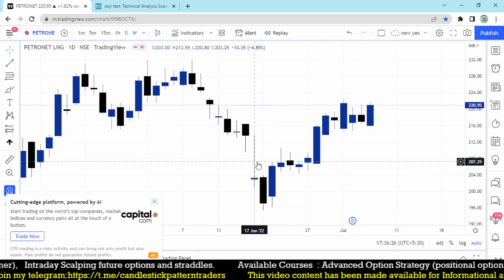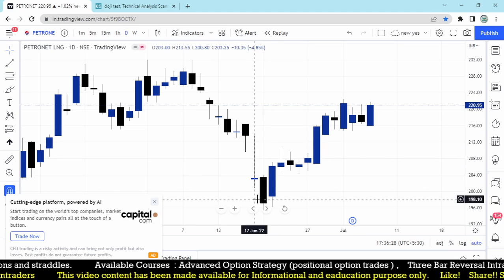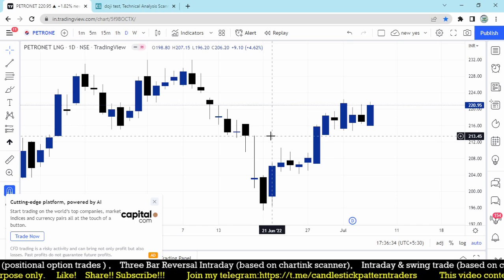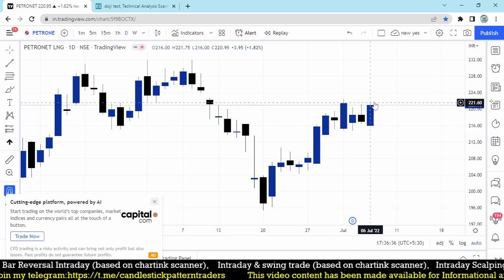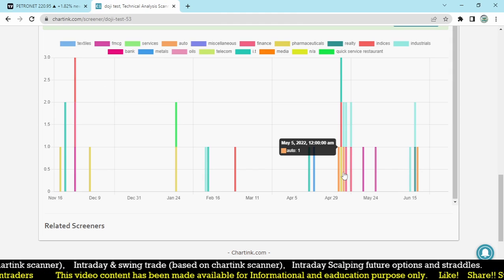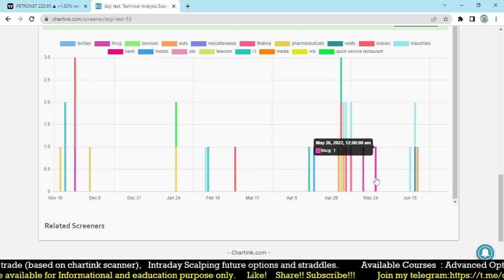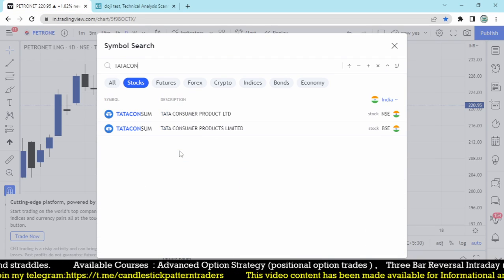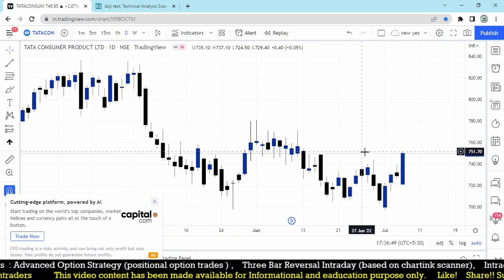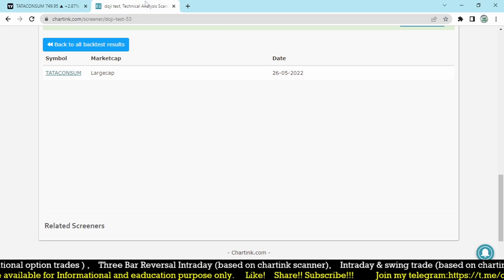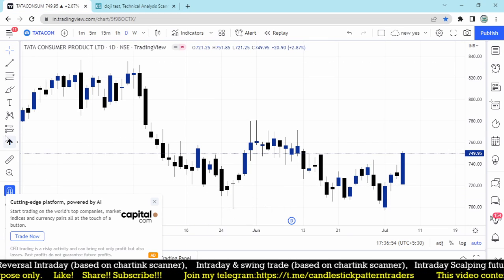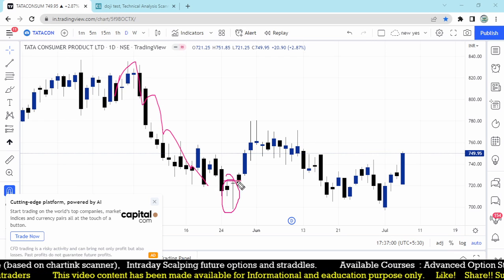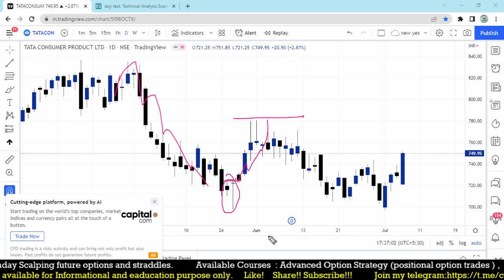Petronet. Another doji on the 17th, that also broke down earlier, but we focus on the high being broken. Once the high is broken at 213, now the market is 220. It will never repaint. And previously we had 26th May Tata Consumer, that happened 1 month back. On 26th May we got a signal, the doji forming at the bottom, the previous market was down, and there was a possible reversal happening within 4-5 days.